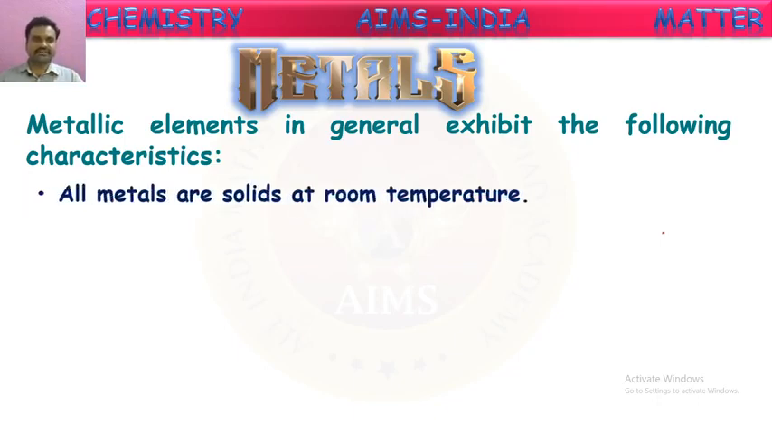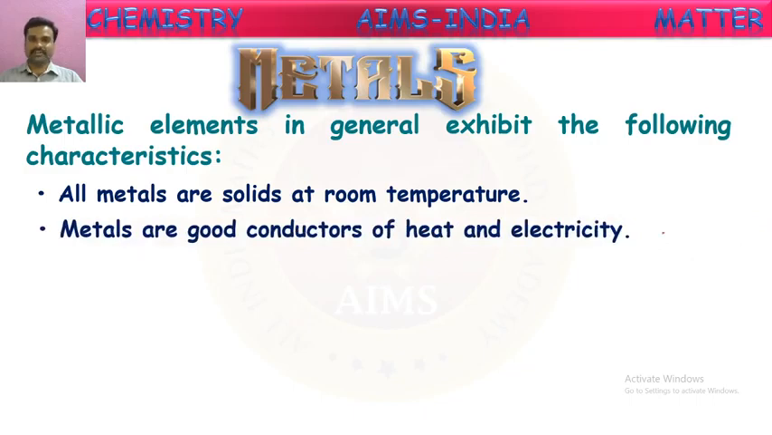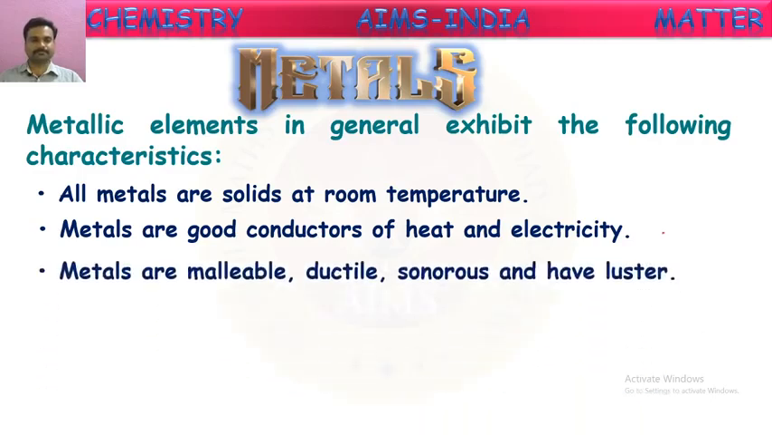Let us see here. Metals are solids at room temperature. Almost all the metals are solids, hard solids too. Metals are good conductors of heat and electricity. All the metals can conduct electricity and they can pass heat through them. Metals are malleable, ductile, sonorous, and have luster.